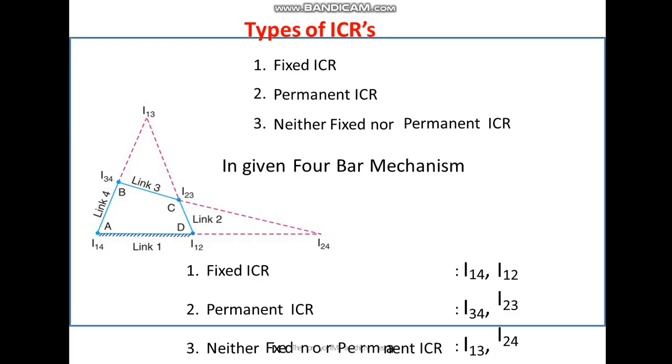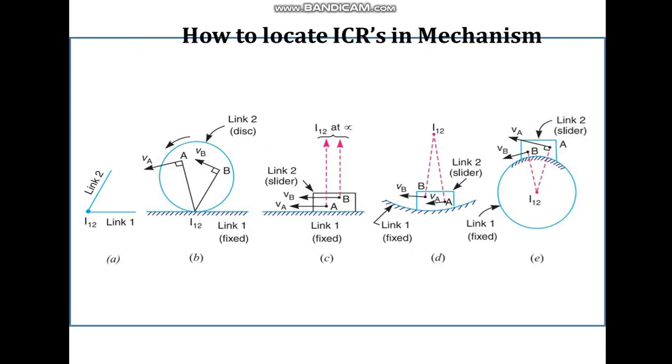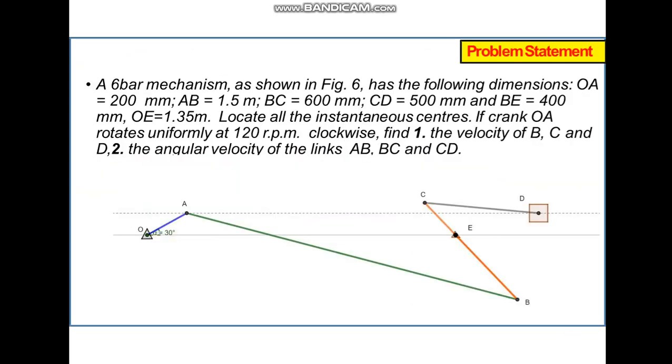So in the last lecture, we saw what is ICR, types of ICR, Kennedy's theorem, and how to locate ICRs for different positions. Now in this lecture, we'll solve a numerical on a 6-bar mechanism, where all dimensions of the mechanism are given, and we need to find the linear and angular velocities of the links, provided that the angular velocity of link OA, that is the crank, is also given, which is 120 rpm clockwise.